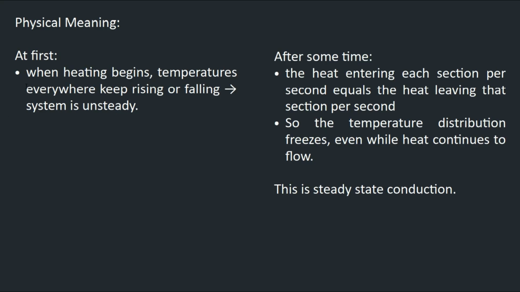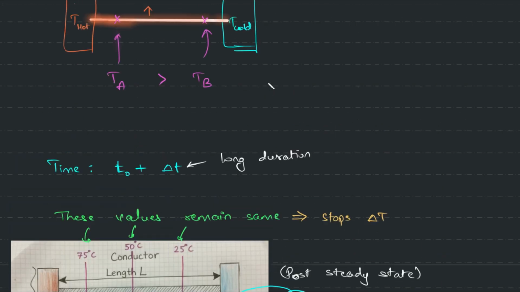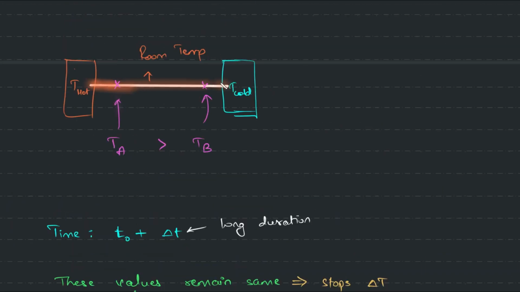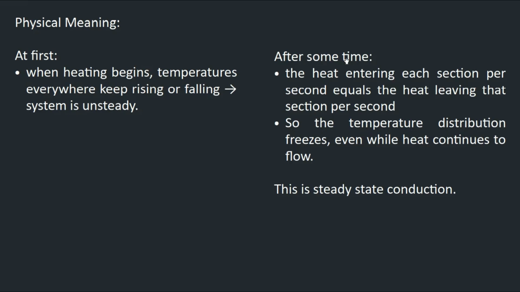So I have a few more things. Physically, what does it mean? At first, when heat begins, temperature everywhere keeps rising or falling. The system is unsteady. As I mentioned, initially the rod will be at room temperature. So what happens to the rod? Eventually, on the right, it will cool down. On the left, it will heat up. So the rod can either heat up or cool down depending on the position. After some time, the heat energy entering each section per second equals the heat leaving that section per second. So the temperature distribution freezes.